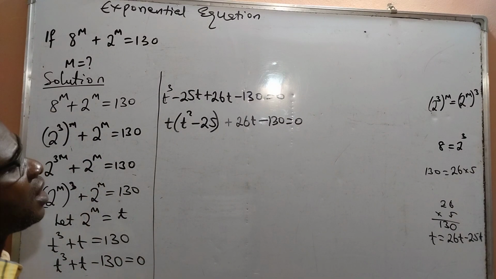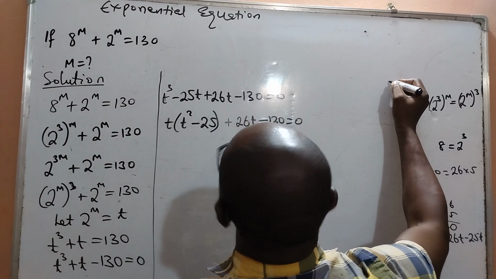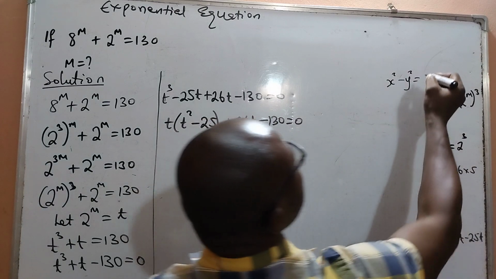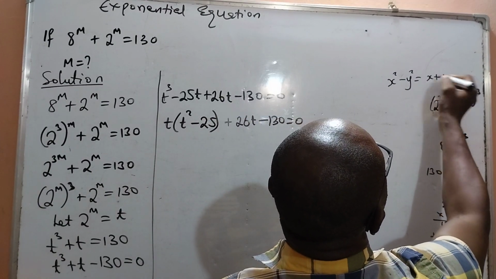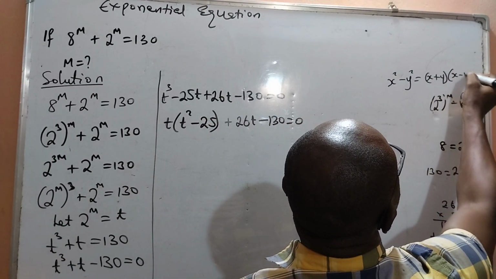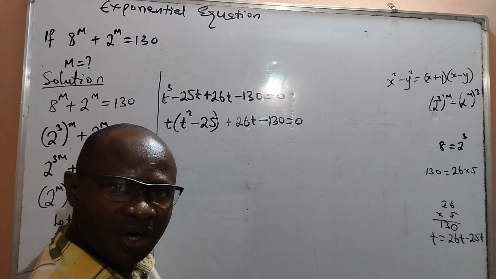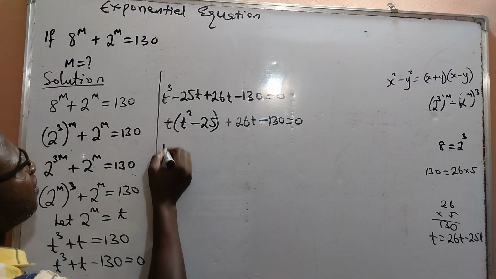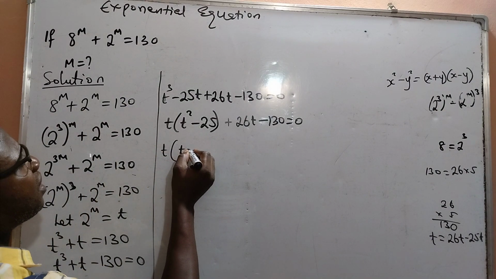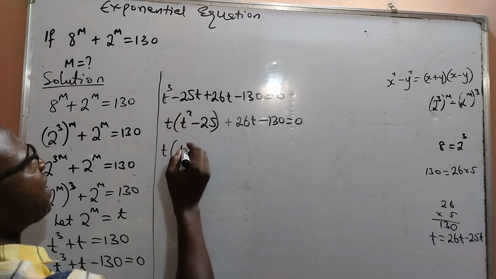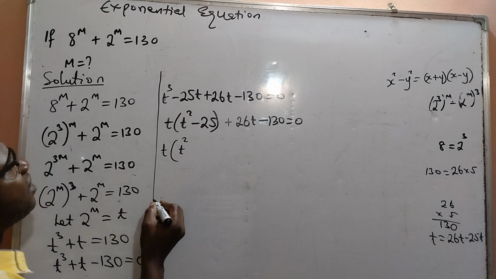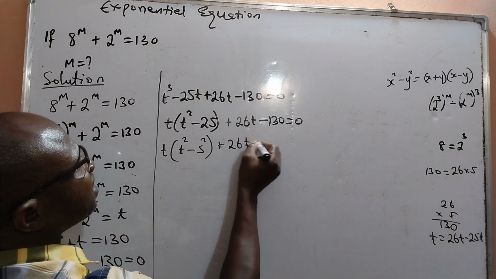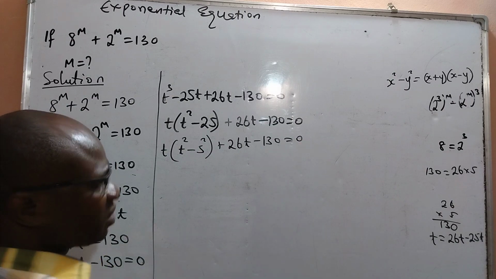Also, if I have x squared minus y squared, it is equal to x plus y into x minus y. It is called the difference of two squares. I will do that here to have t into, of course, let me put it down first as t squared minus 5 squared, then plus 26t minus 130 equal to 0.